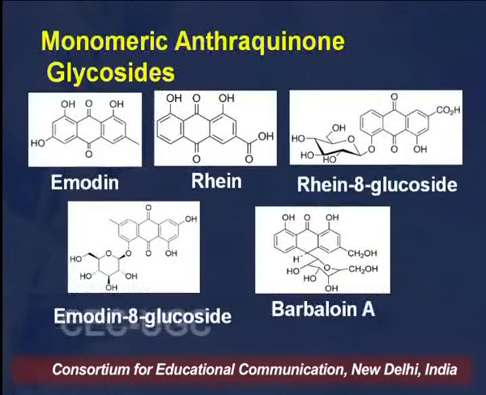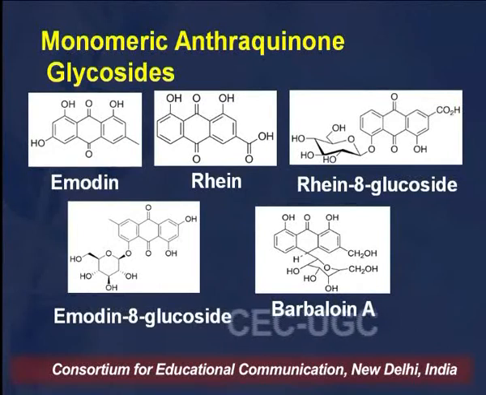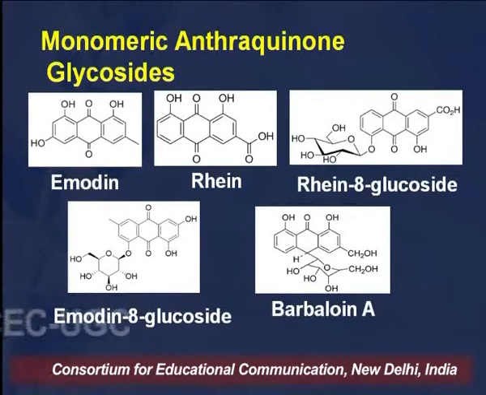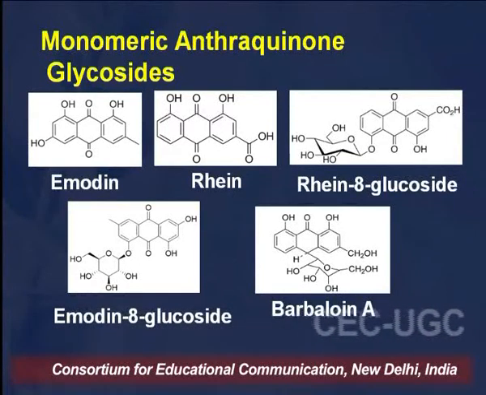anthraquinone glycosides. Now, these are the examples of monomeric anthraquinone glycosides, and you will see that one is emodin, the other is rhein. Rhein has a carboxylic group at one position, and emodin has a methyl group substituted at the third position. Vis-a-vis, you will also see their glycosidic forms. Emodin 8-glycoside, where the hydroxyl group present at the 8th carbon is substituted with a glucose molecule, and rhein 8-glucoside, wherein again the hydroxyl group at the 8th position has a glucose molecule as substituent.